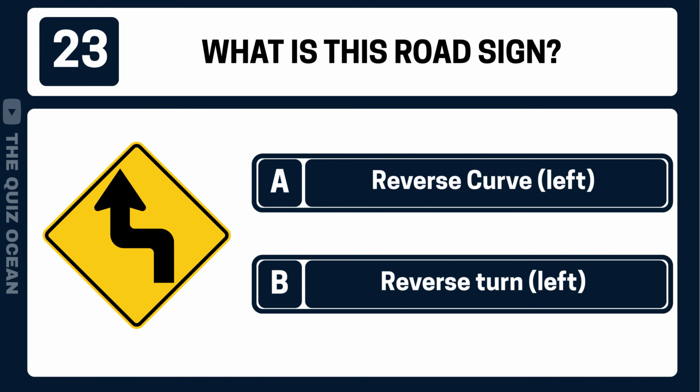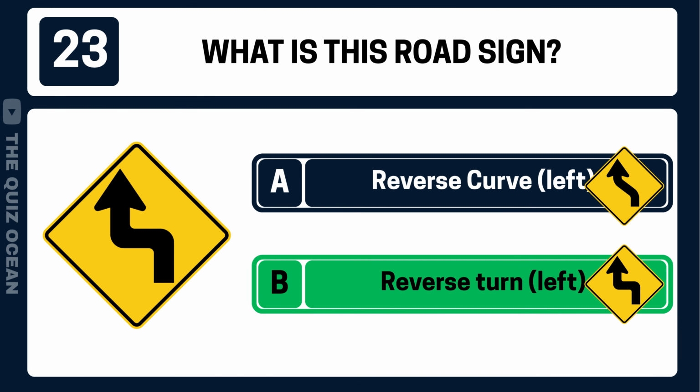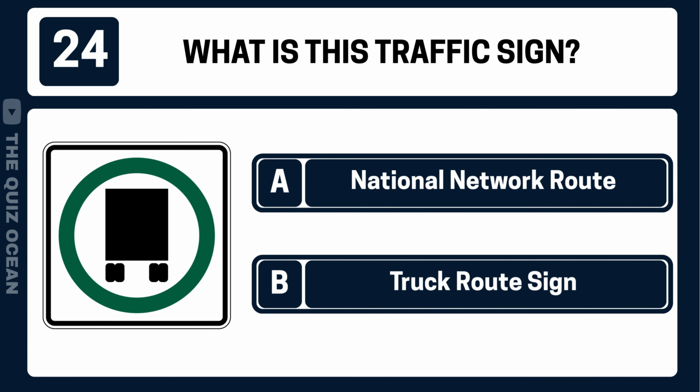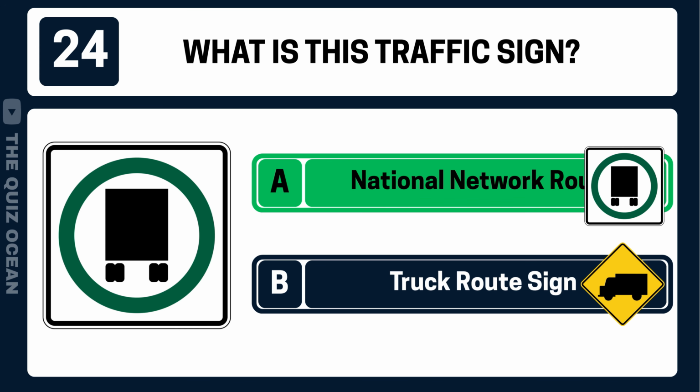What is this road sign? A. Reverse curve left. B. Reverse turn left. Correct. It is the reverse turn left sign. What is this traffic sign? A. National network route. B. Truck route sign. Well spotted. It is the national network route sign.